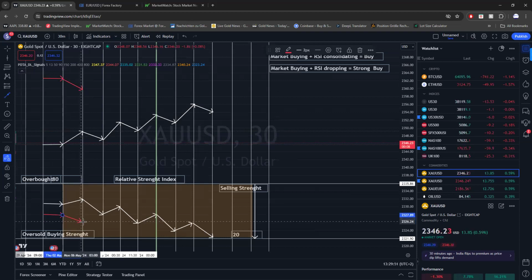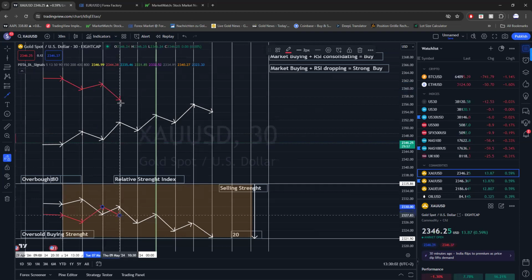RSI goes down, market goes up. RSI goes up by 2. Market goes down, RSI goes down. Market goes up, RSI goes up by 2. Market goes down, RSI goes down. Market goes up, RSI goes up. Market goes down, RSI goes down. Market goes up, RSI goes up. Market goes down, RSI goes down.